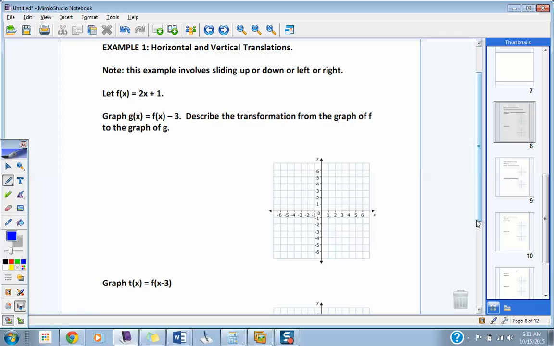Horizontal and vertical translations. Translations meaning a slide, either left or right or up and down. In this example, we're going to involve sliding up or down or left or right. So the first idea here is saying, let's let this function f of x equal 2x plus 1. This is much like slope-intercept form. So remind me again how to graph this. Where would I start?